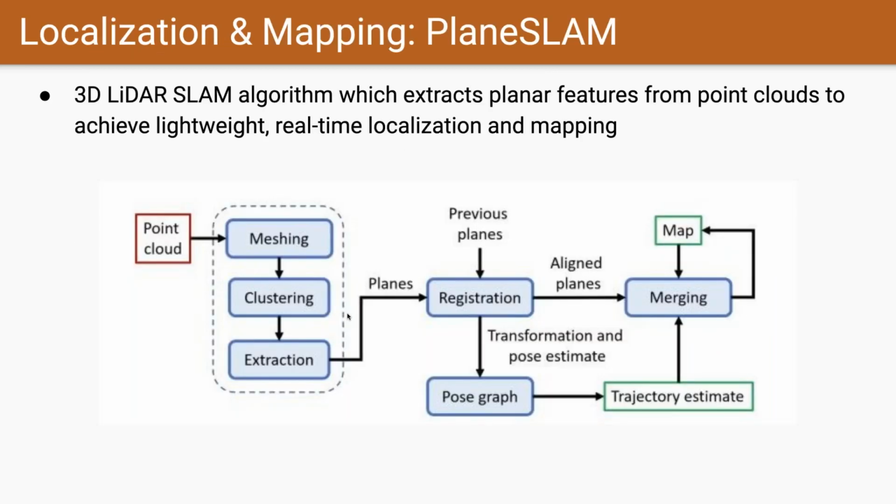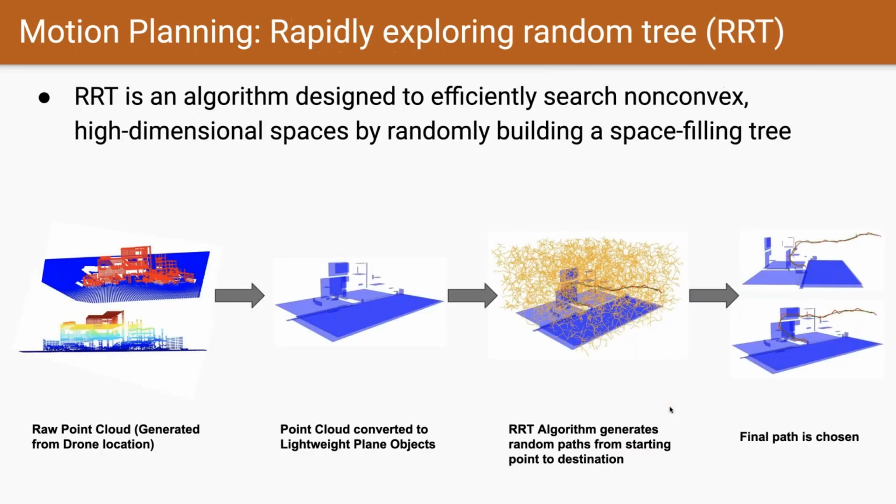Finally, we use PlaneSLAM. This is basically taking our 3D Lidar SLAM algorithm, extract planar features. So most of the construction sites have like walls and floors. So we are going to identify those planar features. That becomes a lightweight, real-time localization and mapping algorithm. So we're going to generate the point cloud. Then we're going to do meshing, cluster those, extract the planes, register those planes, and that allows us to then go ahead, map our trajectories for our drone through these complex scenes.